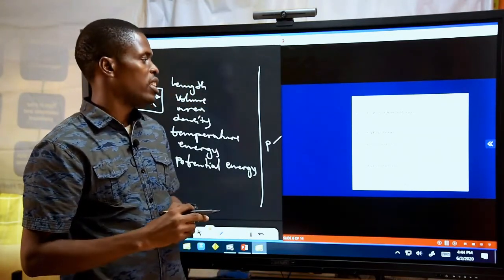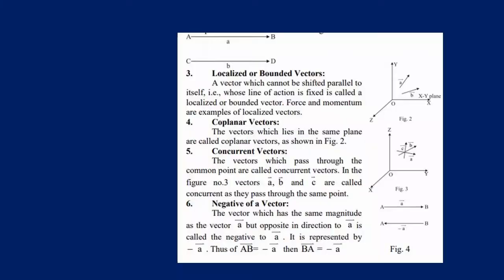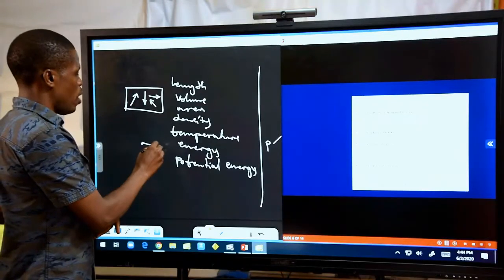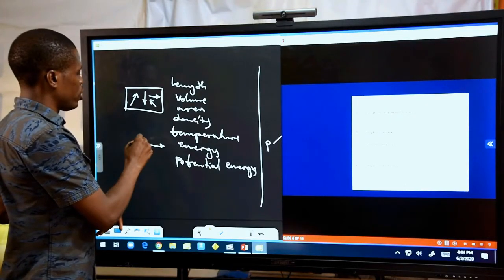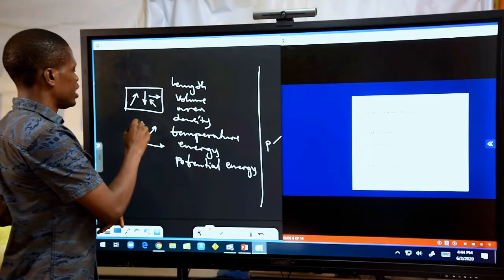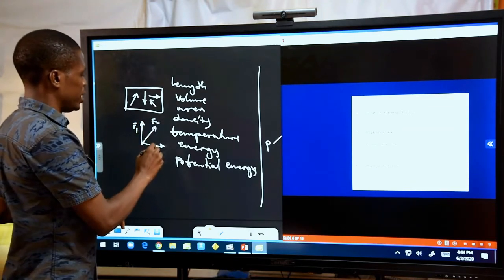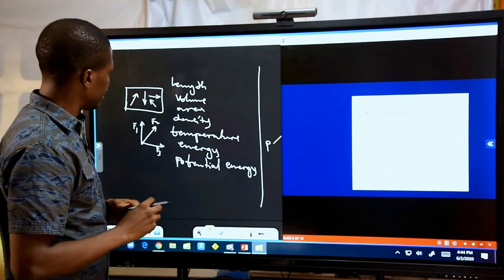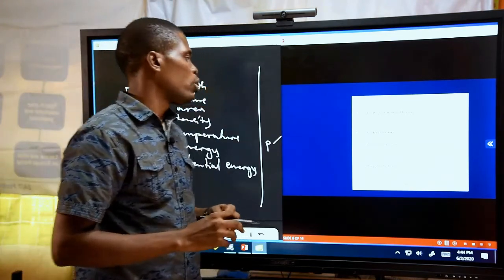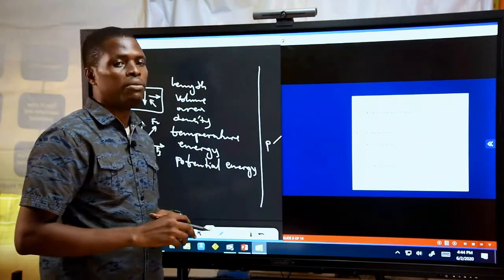We have concurrent vectors. These are vectors which act towards a point or pass through a fixed point, or they act towards a point or away from a point. So we have 2 or more vectors, one acting in this direction, another one acting like this. These are 3 vectors. Let me call them F1, F2, and F3. These 3 vectors, F1, F2, and F3, are what we call concurrent vectors.